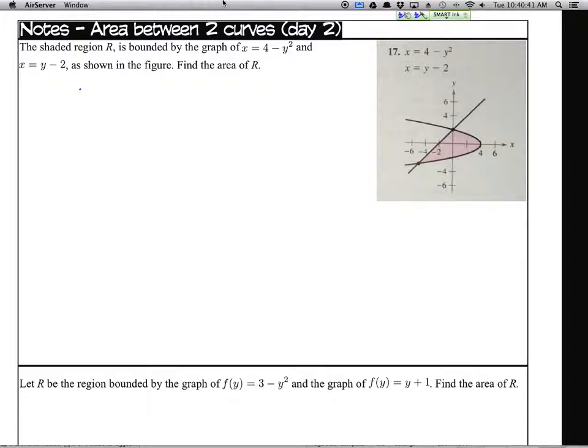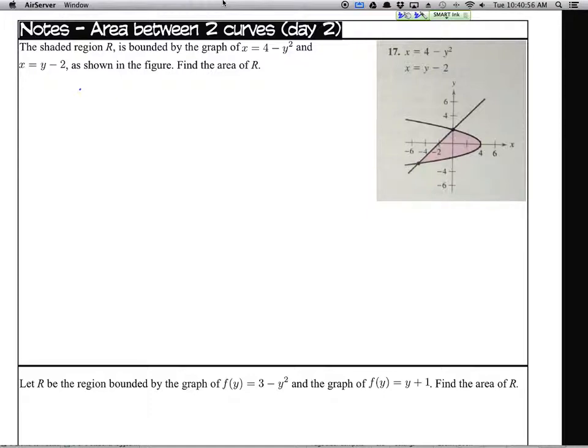So, first problem is: let the shaded region R be bounded by the graph of x equals 4 minus y squared and x equals y minus 2, as shown in the figure. Find the area of R.